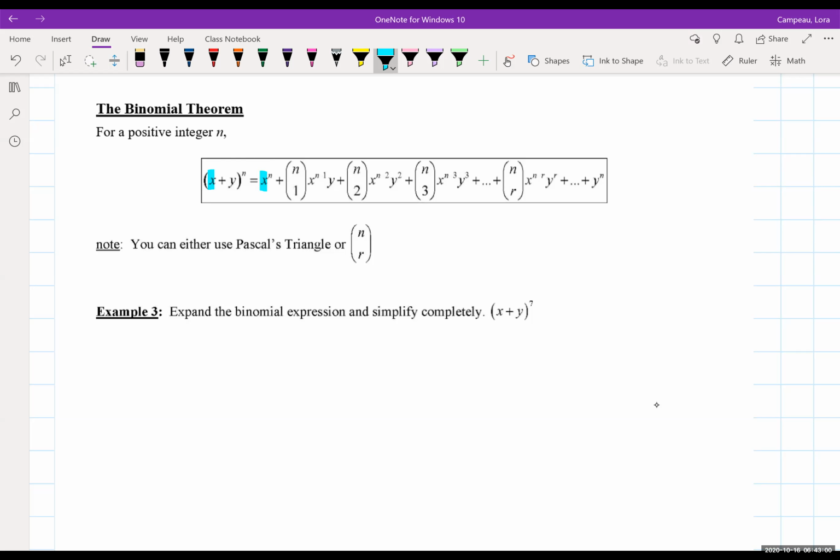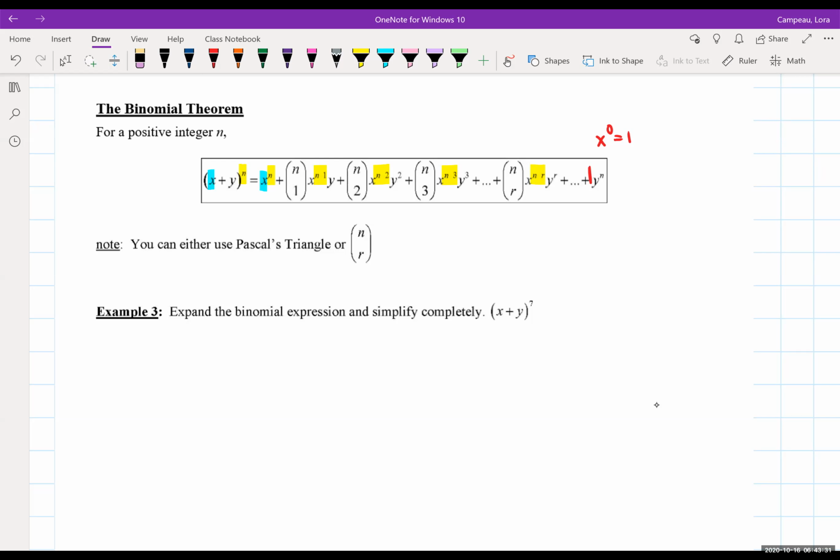And pretty much what we're doing is we're taking the power of the binomial, and you see it counts down by 1 each time, depending on how far you go. The very last term will not involve the first term, because technically it's x to the 0, and x to the 0 is equal to 1. So that's why you have a coefficient of 1 for the last term.